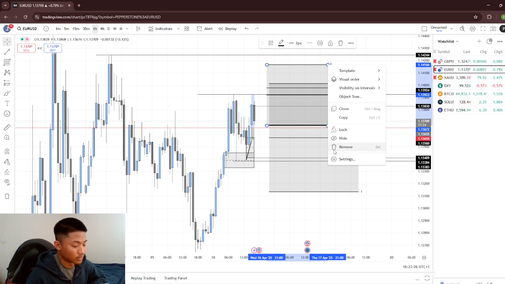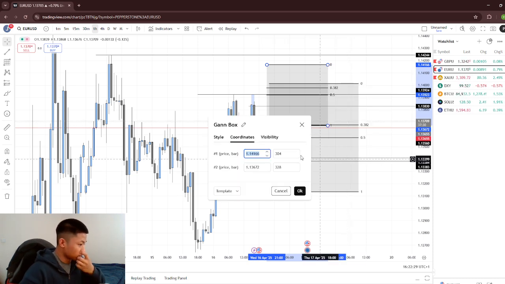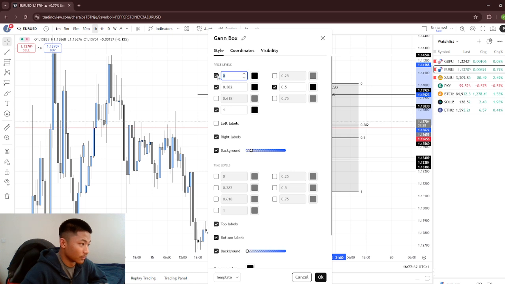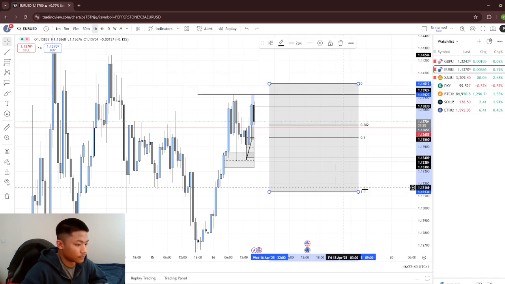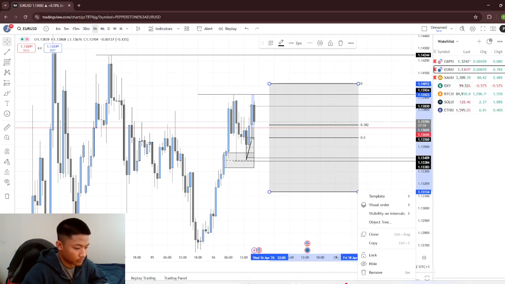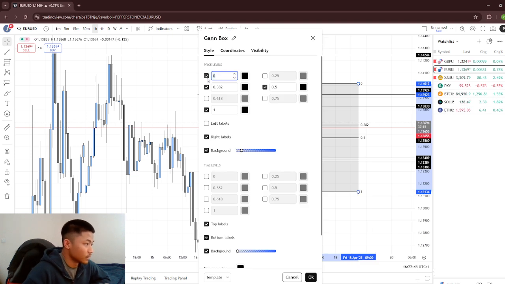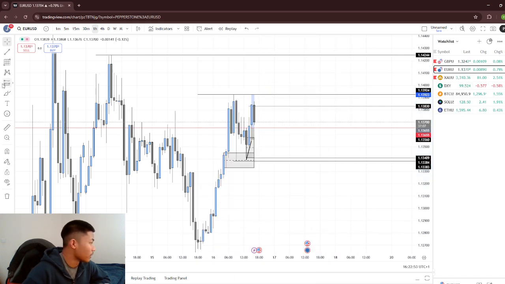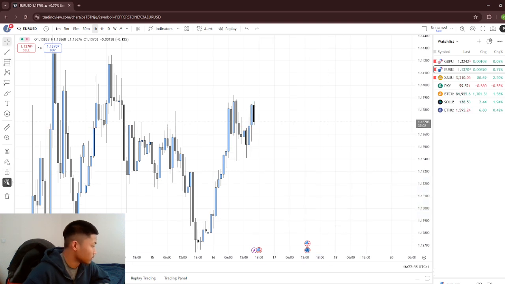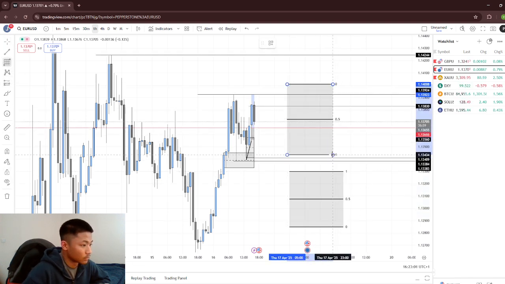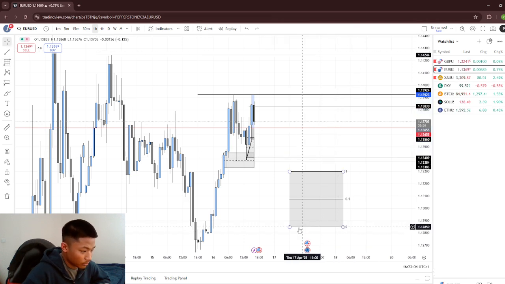So we go here, right click, hit the settings, style. We keep this, you don't need. I just have that one. Sorry. Hold up. Right click, hit the settings. We need 0, 1, and 0.5. Don't need that. So yeah, and that will help us find discount price.